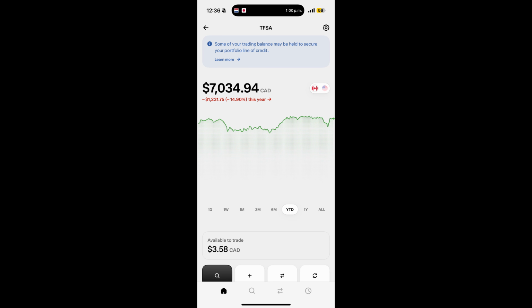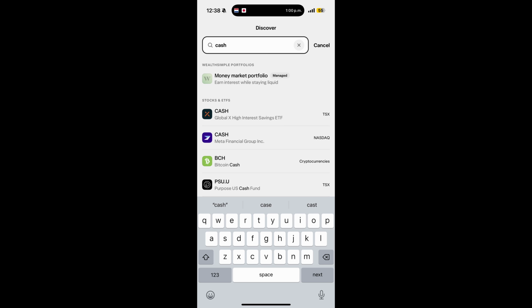This could be your tax-free savings account, your registered retirement savings plan, your first home savings account, or a regular investment account. Next, tap the search icon and type in CASH. You're looking for the Global X High Interest Savings Exchange Traded Fund. Its ticker symbol is CASH, and it trades on the Toronto Stock Exchange.